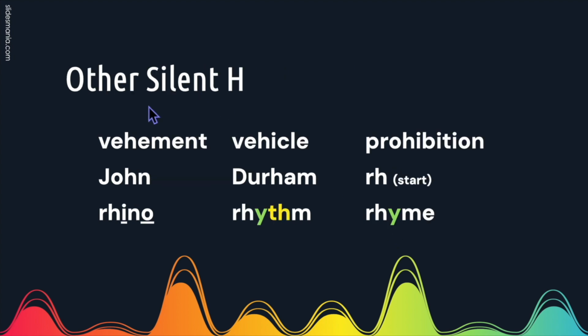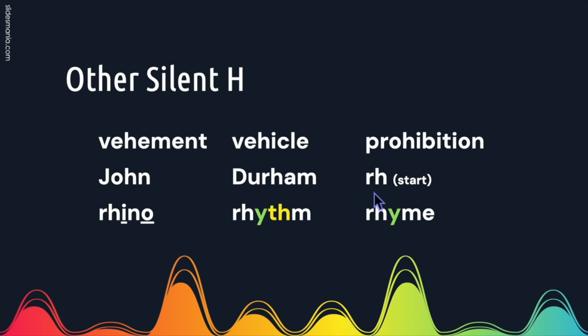There are some other words where H is silent in the middle, such as vehement, vehicle, and prohibition. Note that the root prohibit has the H pronounced, but once you add the shun, the H sound disappears. There are some names where the H is silent, John and Durham.